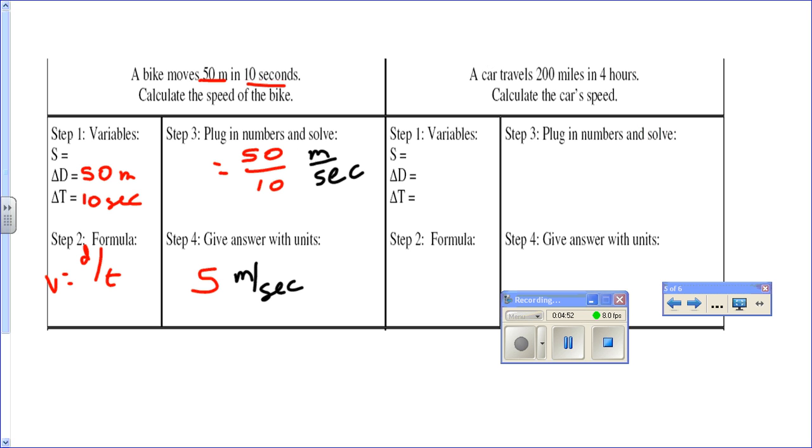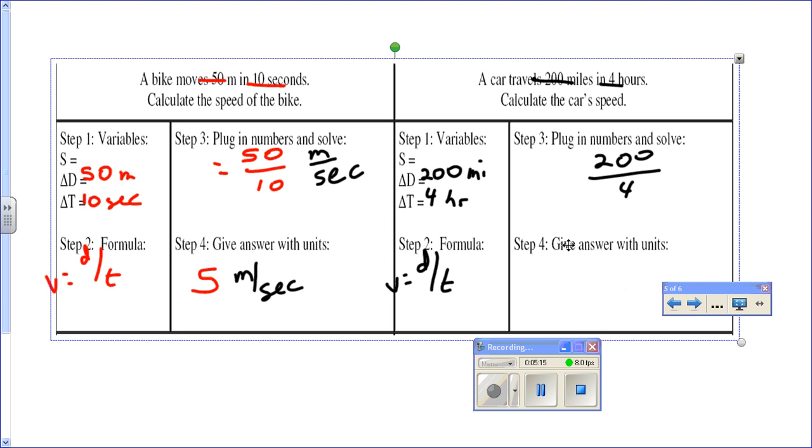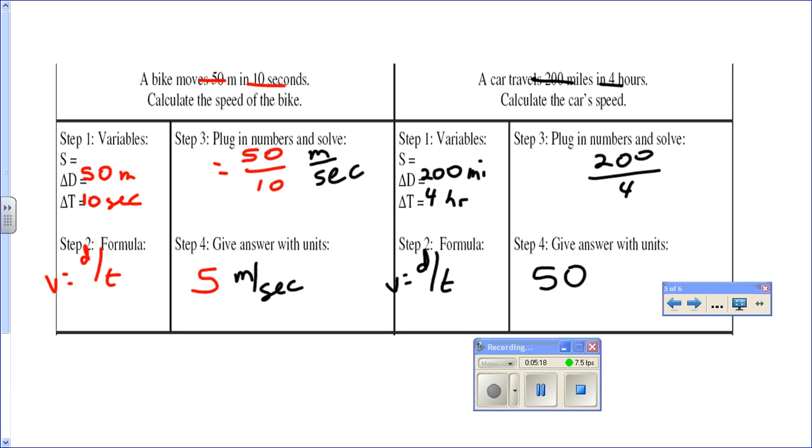The second one says a car travels 200 miles in 4 hours. So that's 200 for the distance, 4 for hours. We use MI to represent miles. Formula is the same. V equals D over T. So it's 200 over 4. And that's going to give you 50. And the units on this one were 200 miles over 4 hours. So that's going to be miles per hour, MI over HR. So that's how you do the math. And today you'll be working math problems. So it's the same type of stuff.